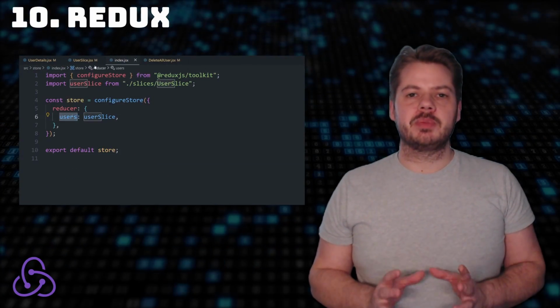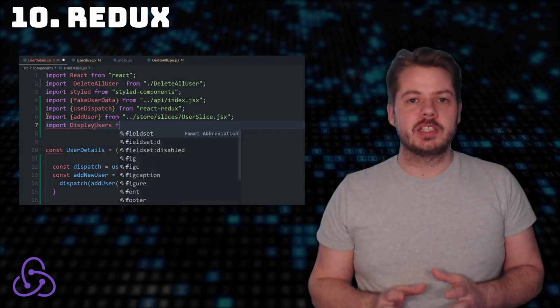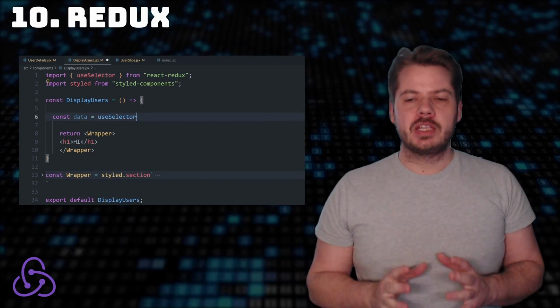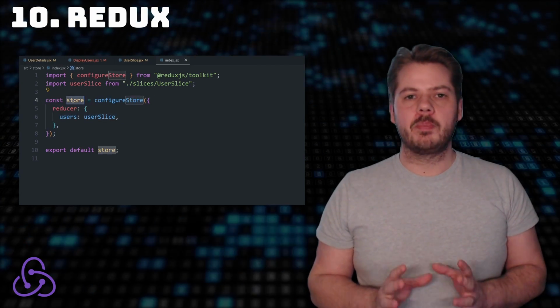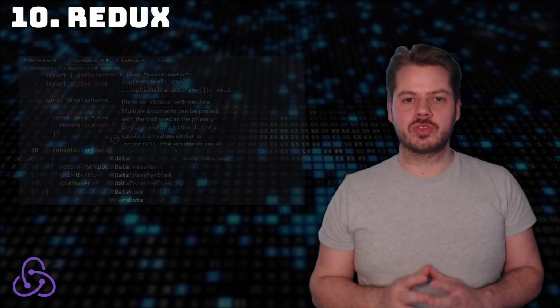Finally, at number 10, we have Redux. Redux is a state management library that works exceptionally well with React. While it's not limited to React, it's become popular due to its integration with the library. Redux helps you manage the state of your application in a predictable and scalable way. So if you're working with complex applications that have a lot of state changes, I highly recommend giving Redux a try.